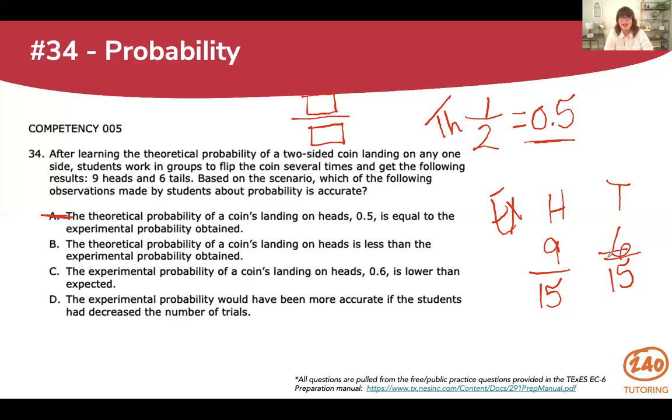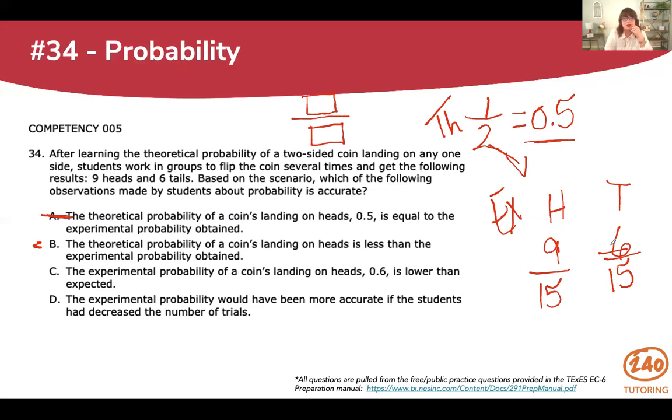And if we combined these, it'd be definitely more than half. So B could be the answer, because that half is less than our experimental probability. C, the experimental probability of a coin landing on heads, 0.6, is lower than expected.